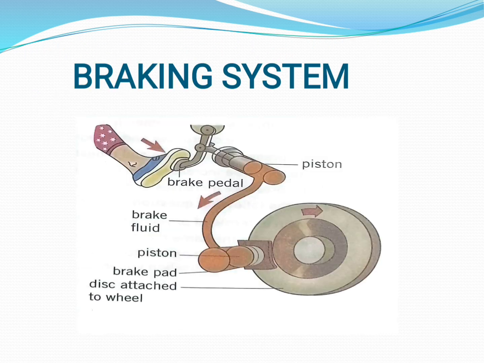Here is the diagram of a braking system. When the brake pedal is pressed, a piston puts pressure on the fluid inside a cylinder. This pressure is transferred to a piston in another cylinder which pushes a brake pad onto the disc, causing it to slow down. Of course, there are really two brake pads, one on either side of the disc.